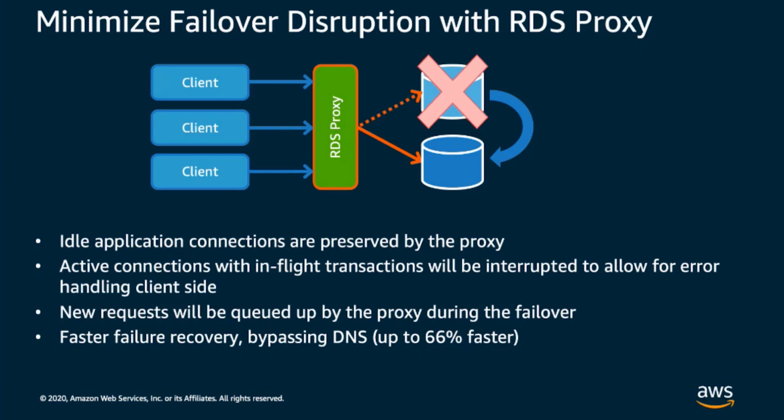In the testing we did with RDS Proxy, we identified that the failover time can be up to 66% faster, because of bypassing the DNS.